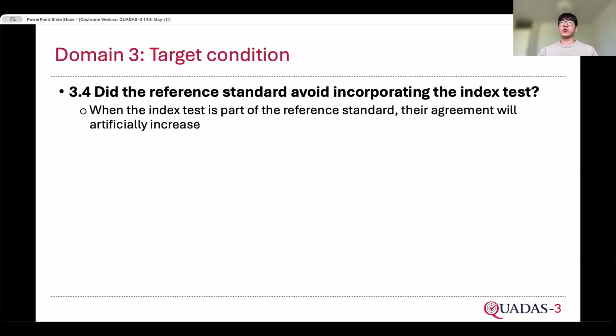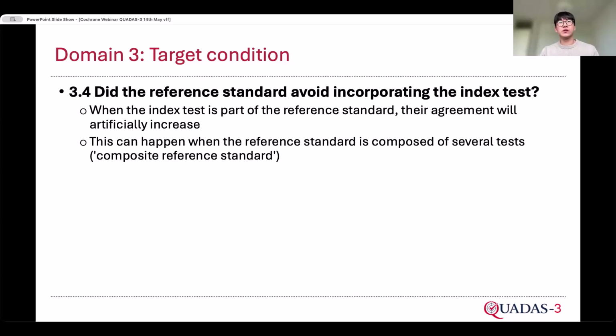So, did the reference standard avoid incorporating the index test? If you're familiar with QUADAS-1, the very first QUADAS, this question was actually part of QUADAS-1, but it was omitted in QUADAS-2. Now it's back in QUADAS-3. This is about a type of bias that we call incorporation bias, and this happens when the index test is part of the reference standard. Suppose that the index test is positive, then the reference standard is also positive. Naturally, their agreement will artificially increase, and so accuracy will also be artificially overestimated.